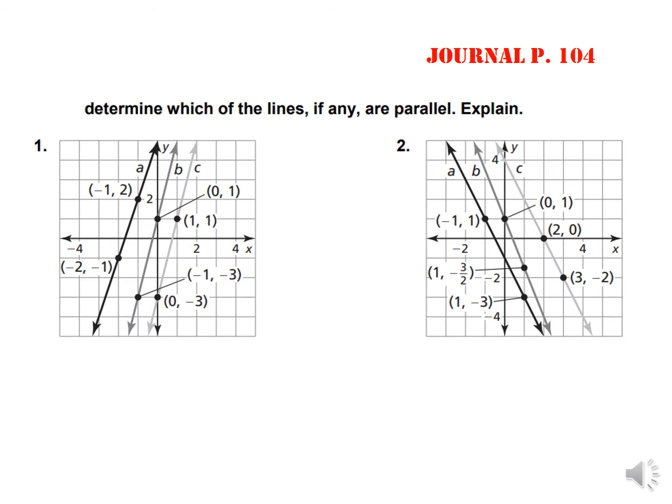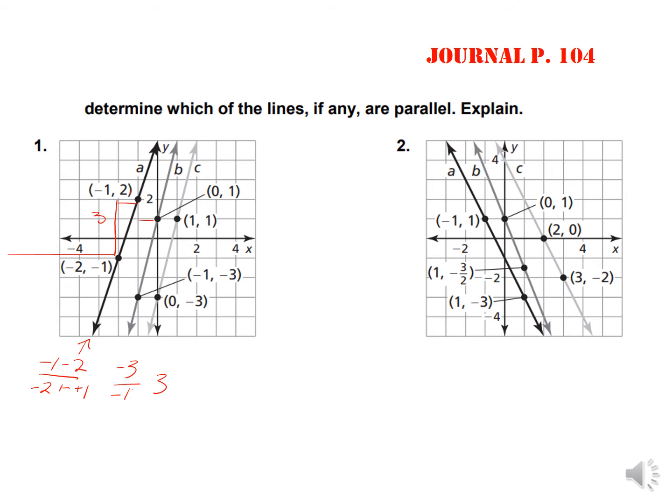All right, so we're going to determine which of the lines, if any, are parallel. You can use the slope formula. For example, for this one, I could say -1 minus 2 over -2 minus -1. That's -3 over -1. And so that's a slope of 3. Or we could do our triangle. And I see I have a slope of 3 over 1.